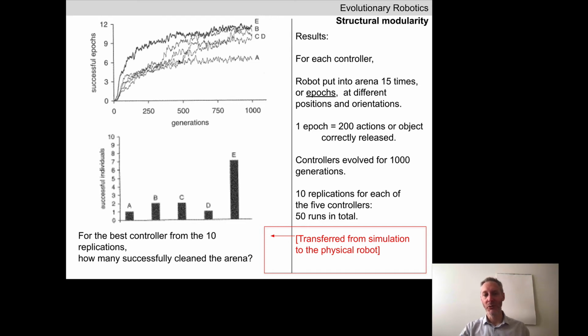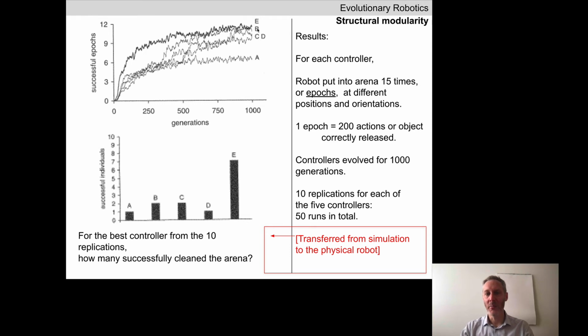Here's the average performance of the 10 evolutionary runs when we were evolving neural network A. And the vertical axis now is recording fitness as the number of successful epochs. Out of the 15 epochs, how many of them did the robot find an object, bring it to the wall, and drop it outside the arena? That's a successful epoch. You'll notice that on average, after 1,000 generations, the best evolved A network caused the robot to pick up and drop an object outside the arena 6 out of 15 times.